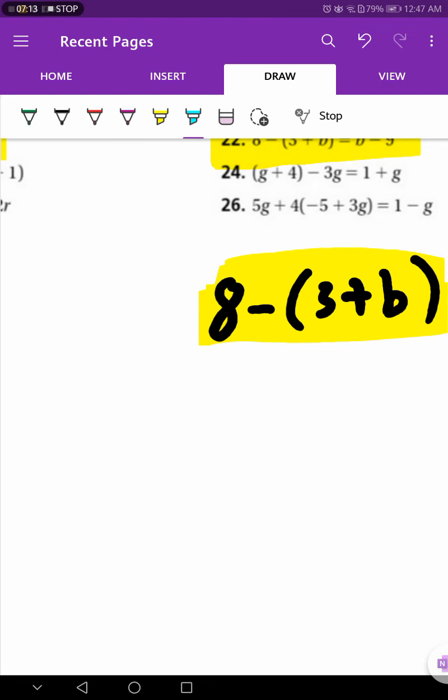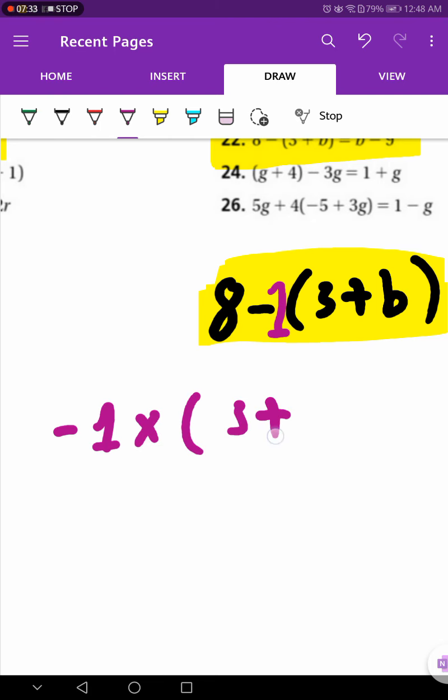Okay, great. Now in the right I have nothing to do, but in the left I have parentheses. How I can break the parentheses? Teacher, there is no number. It is 8 minus the parentheses. Yes, but you have to remember that there is a hidden one here. So it is negative 1 multiply, it looks like this actually. Negative 1 multiply 3 plus b.